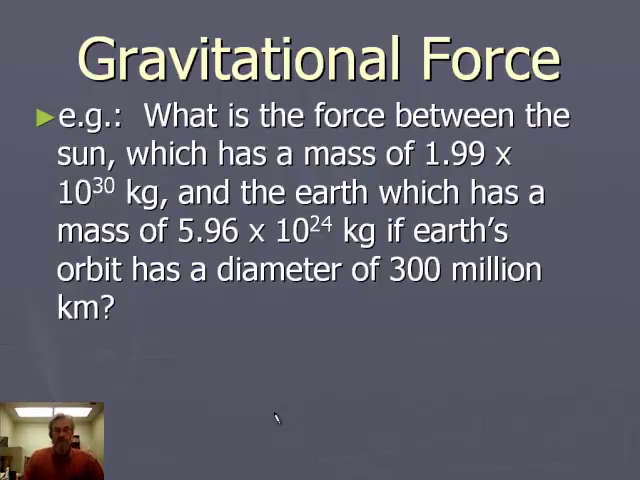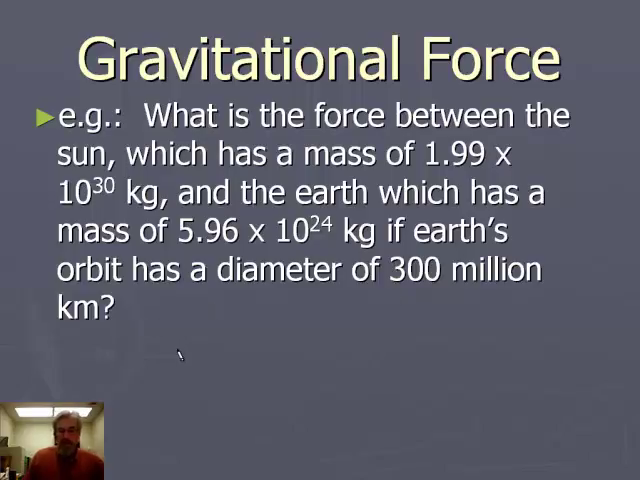Well, here's another one. What's the force between the sun, which has a mass of 1.99 times 10 to the 30th kilograms, and the Earth, which is 5.96 times 10 to the 24th kilograms? The Earth is 6 orders of magnitude, about 1,000,000 times, less massive than the sun. And then here's more information. The Earth's orbit, which would be the distance between the two bodies, is 300 million kilometers.